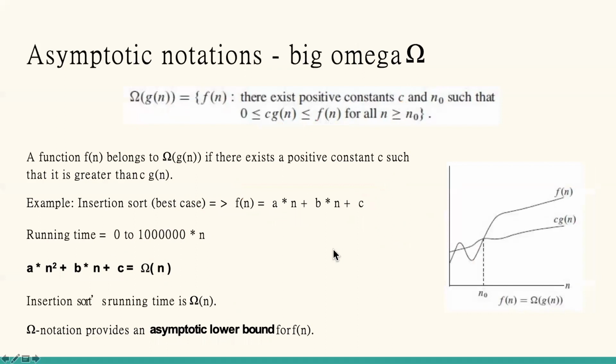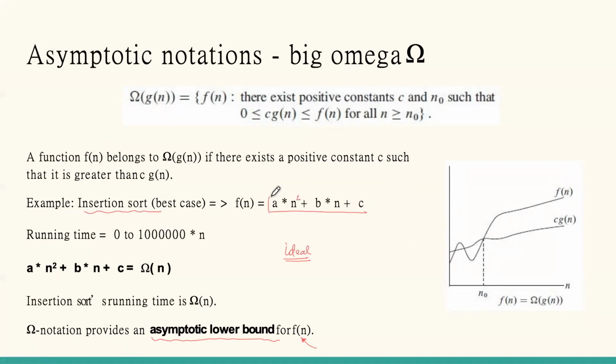The last type of asymptotic notation is the big omega. And what big omega does is it checks for the asymptotic lower bound. That is, it provides the asymptotic lower bound for our input function f(n). In other words, what we are looking at is, if my input was ideal for the algorithm, how fast can the algorithm run, right?